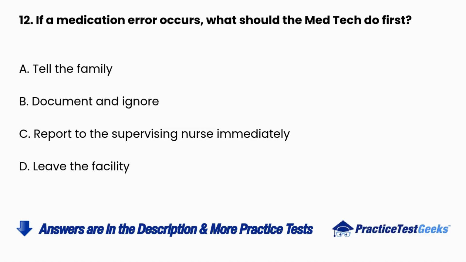12. If a medication error occurs, what should the med tech do first? A. Tell the family. B. Document and ignore. C. Report to the supervising nurse immediately. D. Leave the facility.